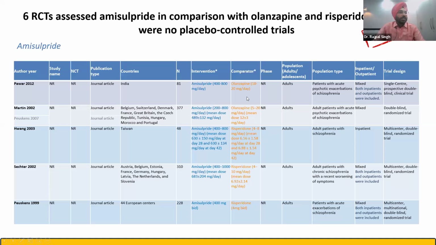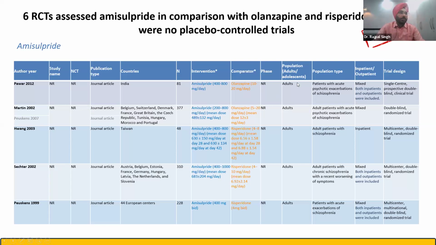Then, what is the intervention and comparator? Why do we check for these? We check for the doses. Like here for amisulpride, in one trial it is 400 to 800 mg. In the next one it is 200 to 800, so it varies across the clinical trials. Similarly, we also check for the comparators, that is, what dose is given to the patients.